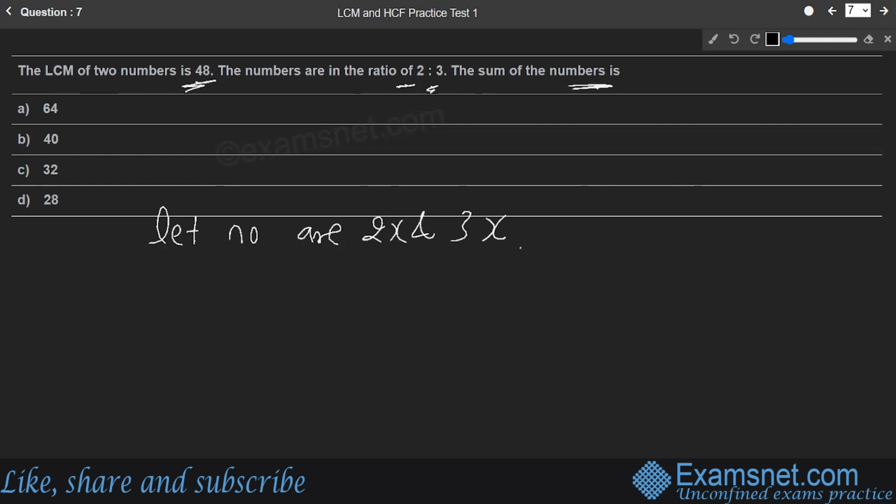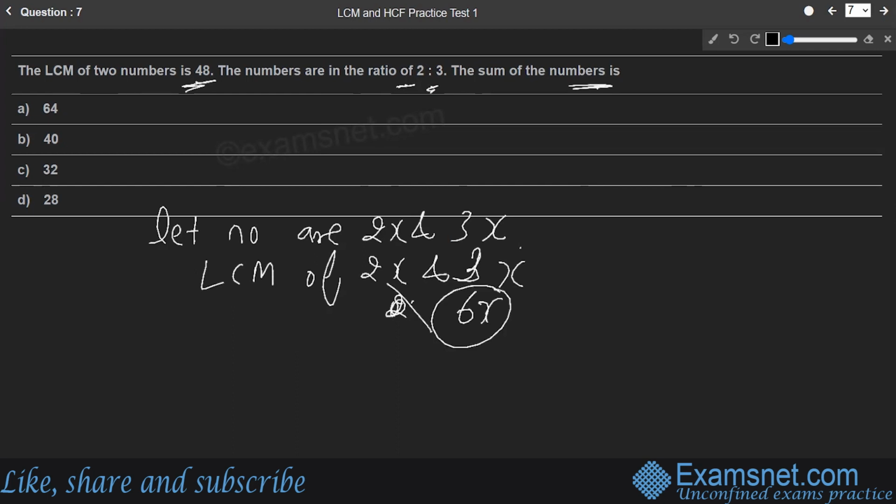He said the LCM is 48, so we are supposed to find the LCM of 2x and 3x. Had they been proper numbers, we would have gone by the usual method, but they are not, so we just take the LCM of 2x and 3x as 6x, because 6x is divisible by both 2x and 3x. As they said the LCM is 48, we equate 6x to 48, which gives the x value as 8.